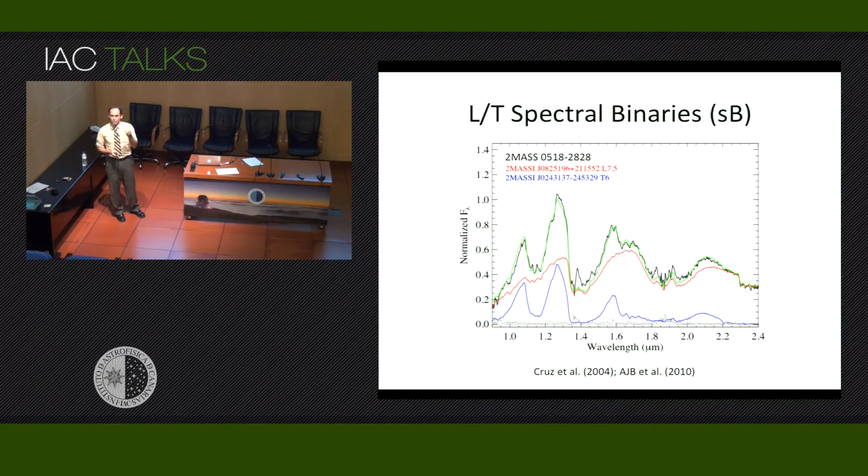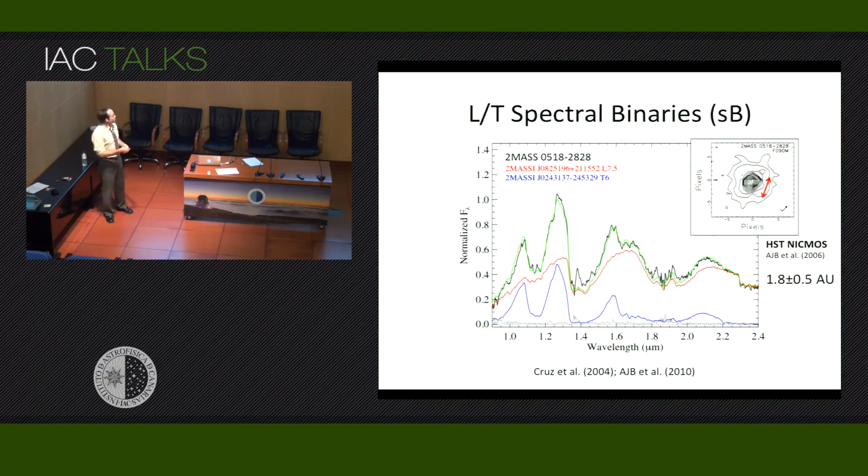We literally make hundreds of thousands of binary templates from our library, and then we see if that is a better match to the spectrum we observed than just one of the single templates in our library. And in this way, we've actually found many dozens of these systems that look like they're binaries but are not resolved. They're spectral blends. And fortunately, some of them are resolved after the fact.